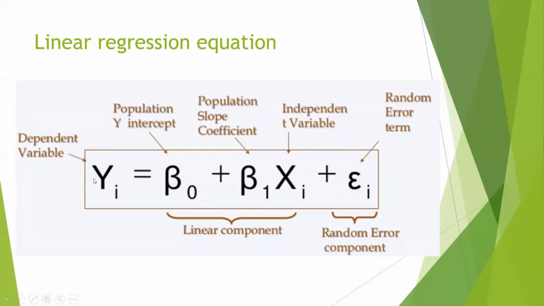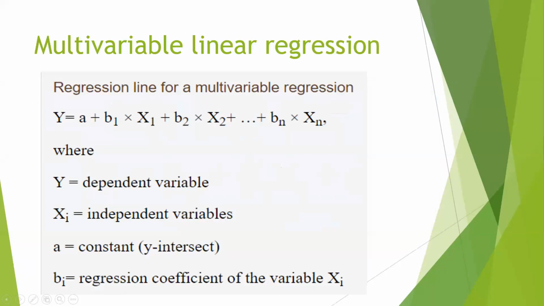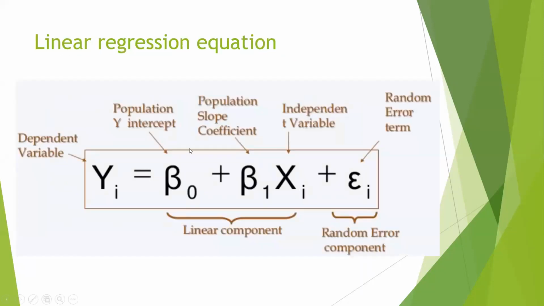So y is your dependent variable. Beta 0 is the population intercept, and beta 1 is the slope coefficient. So these are the linear component basically. X is your independent variable, and there is the error term, which we are going to quantify. Now, this is when we have only one variable to predict y.